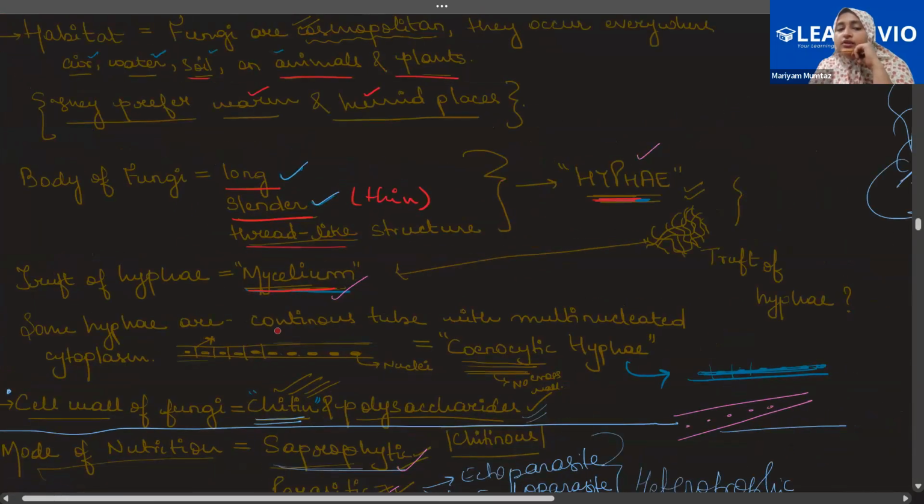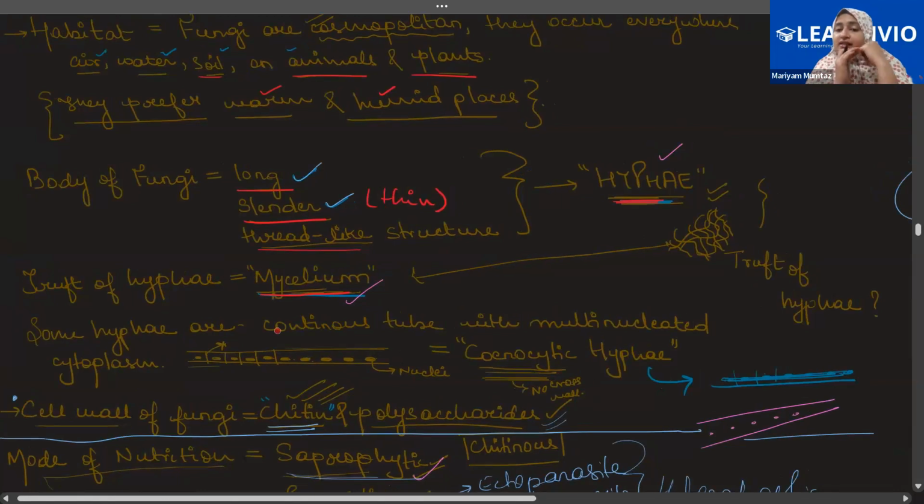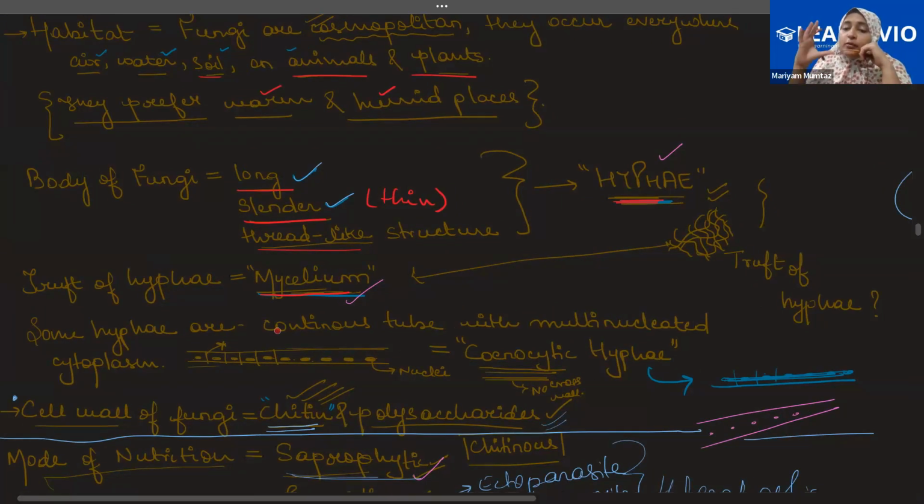So, see, Rhizopus is the bread mold. Wherever it is present, it is present in the form of a network, and that is mycelium, not the hyphae. Multiple hyphae come together and form a net-like structure, which is mycelium. Now, maybe it can have a bob-like structure, maybe not. That depends on the body of the fungus. But in general, it does.